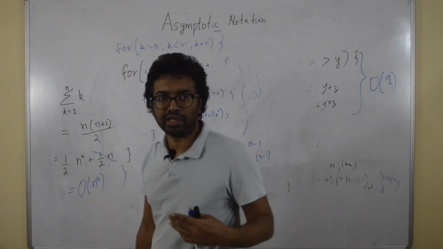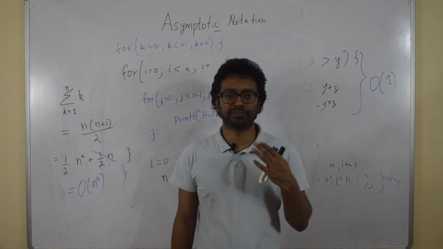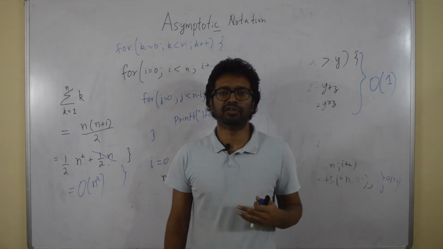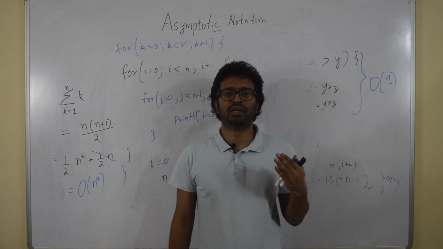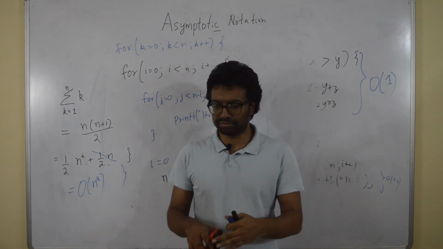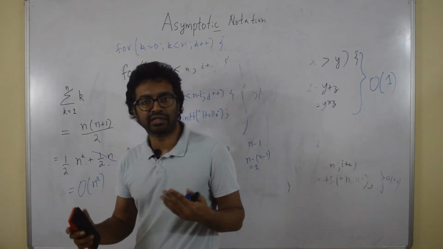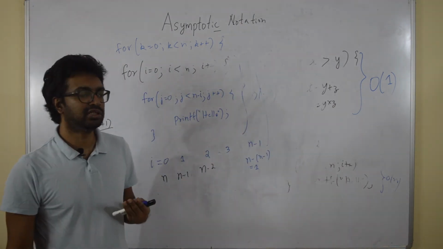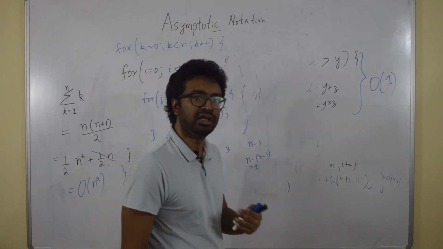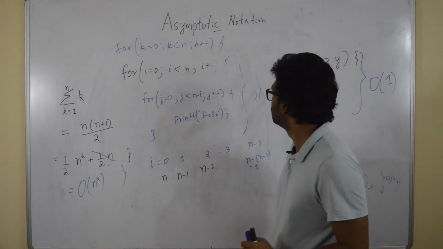The problem I have in mind is, I'm giving you a list of integers, okay? An array of n integers is passed to a function, and the function has to return the maximum number in that array, right? Okay.